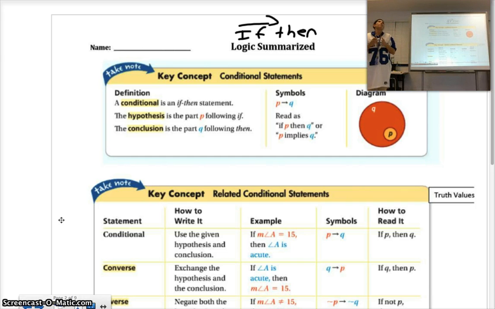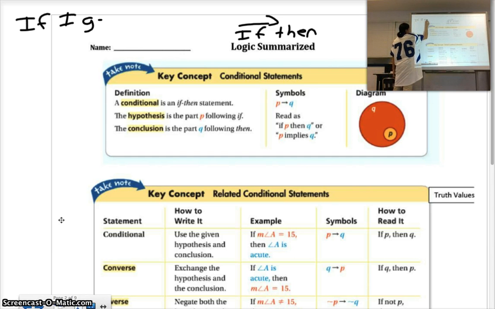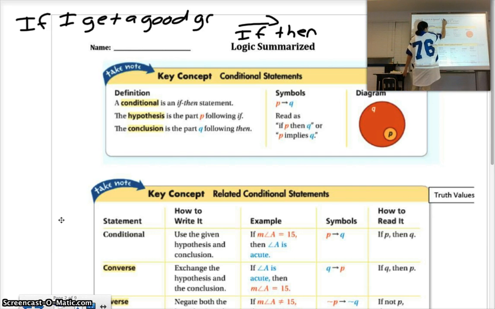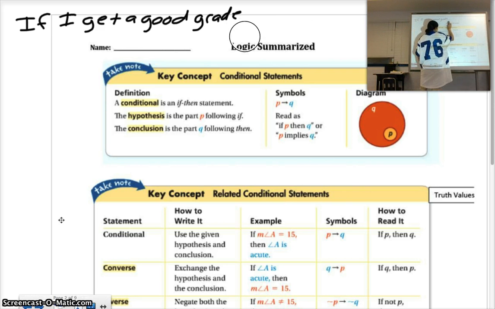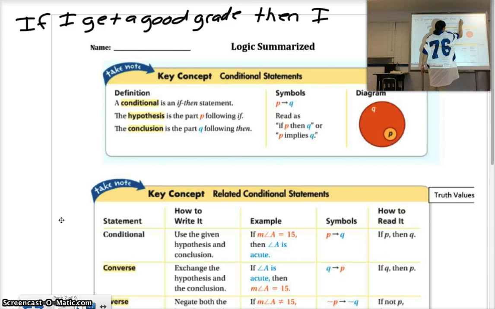So, if I get a good grade on the test, then I go to the mall. What would be the hypothesis? No. Just the hypothesis, one piece at a time. So let me write down what my conditional statement is. If I get a good grade, we'll make it short. If I get a good grade, then I go to the mall.